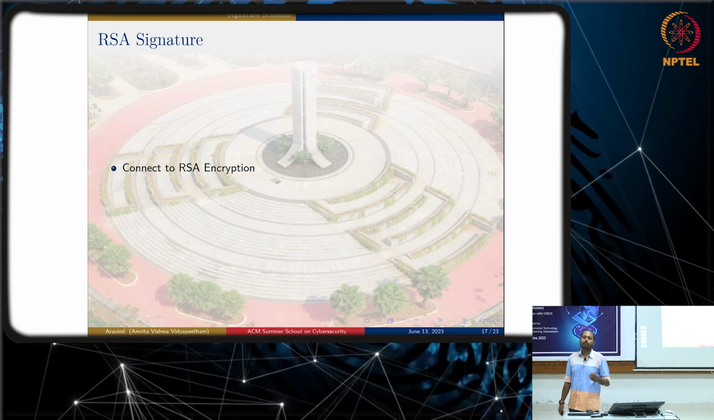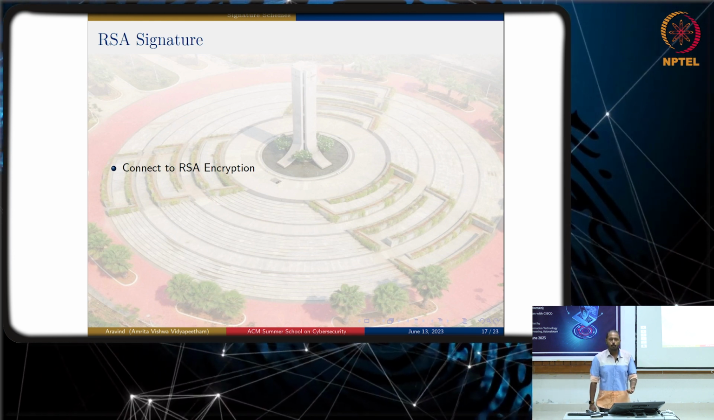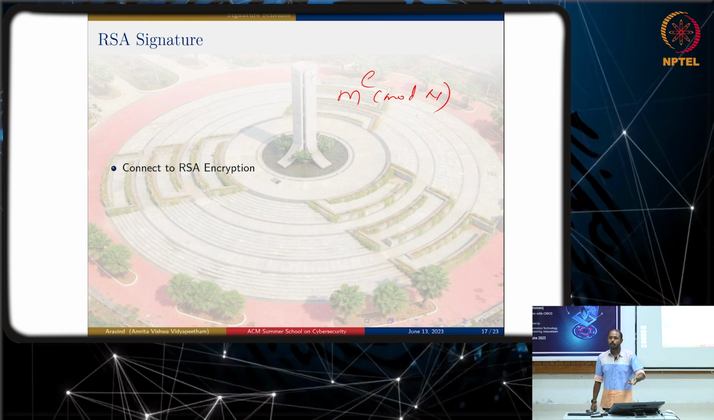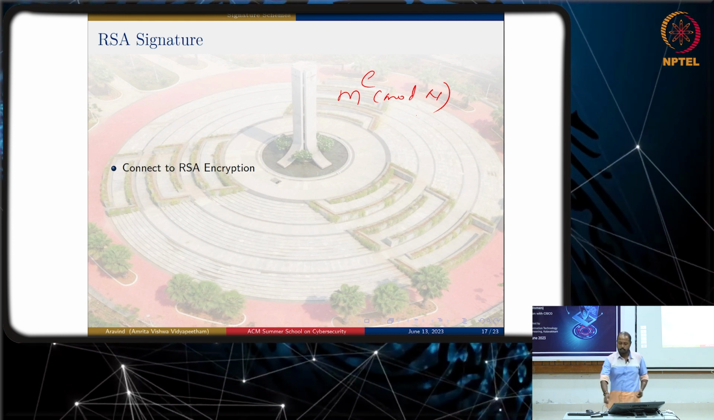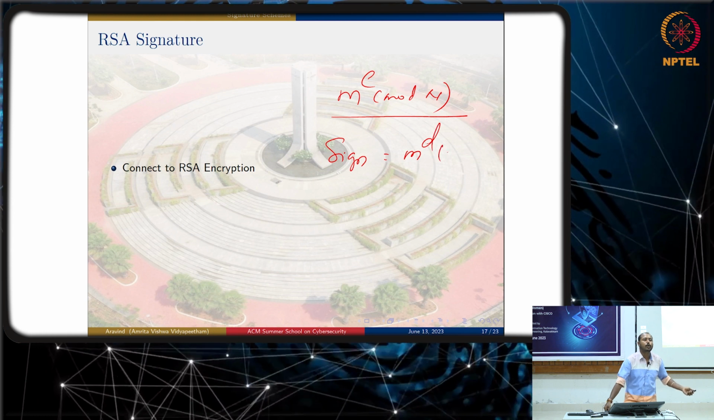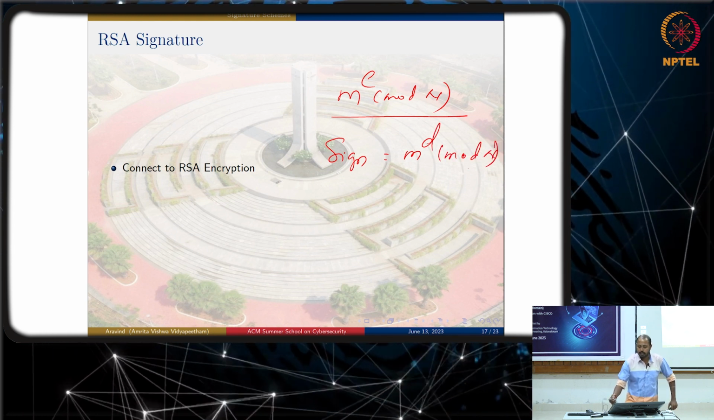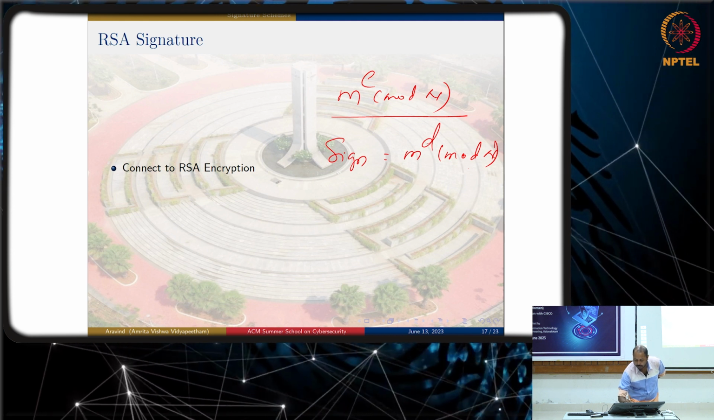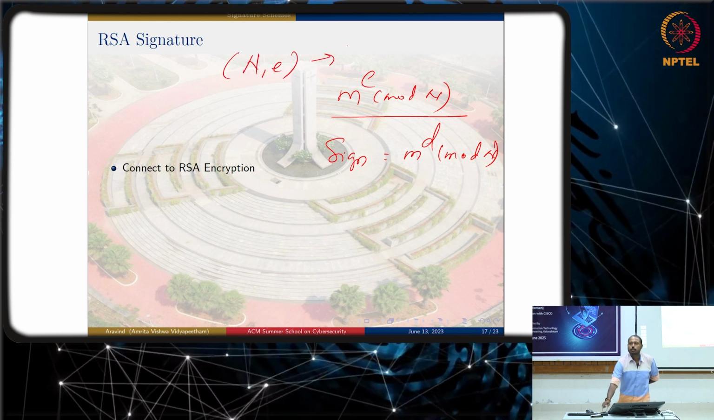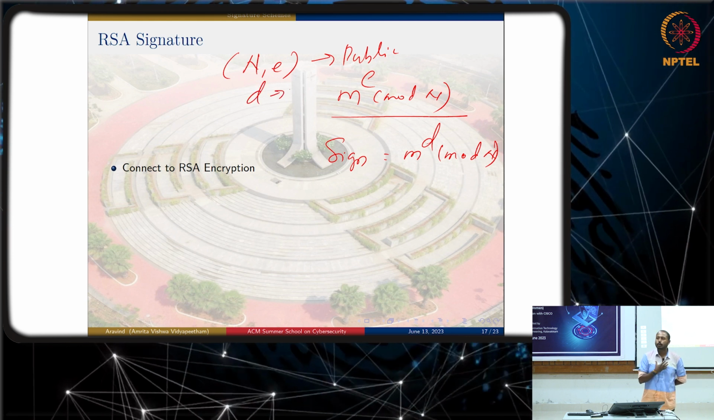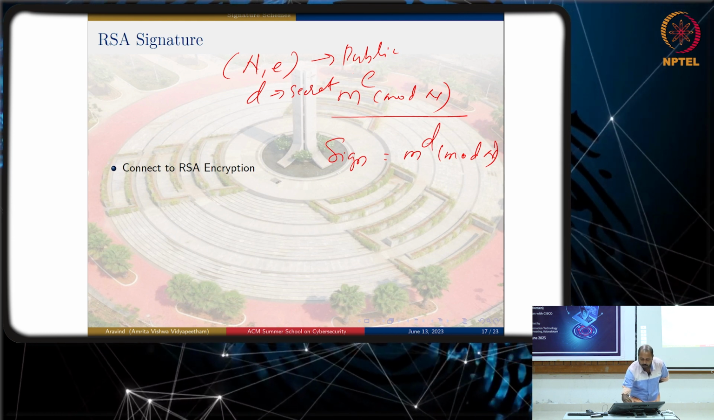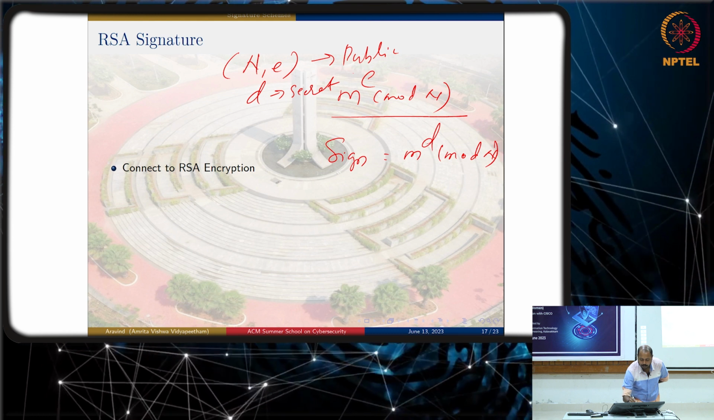The RSA signature is one type of signature algorithm which you can easily connect to once you know RSA encryption. How did RSA encryption work? We took any message M to M power E mod N. This was RSA encryption, and E was known to everybody. Suppose that instead of M power E, my signature is M power D mod N, and I'm signing with this. D is known only to me. E and D are there: the public information is N and E, and D is the secret information.